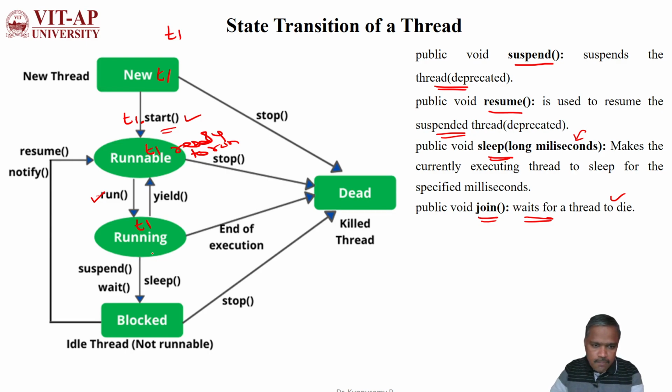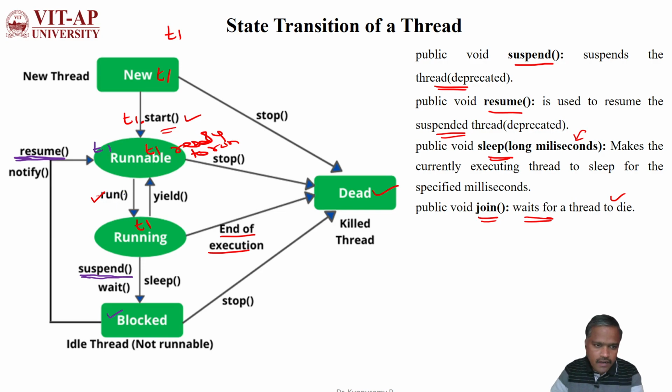Once it is completely executed, it will call the end of execution and it is terminated. Otherwise, suppose T1 is not completed successfully and before that we introduce the suspend method. Then it will be kept in the blocked state. After some time it will resume the process, keeping T1 again in the runnable state.